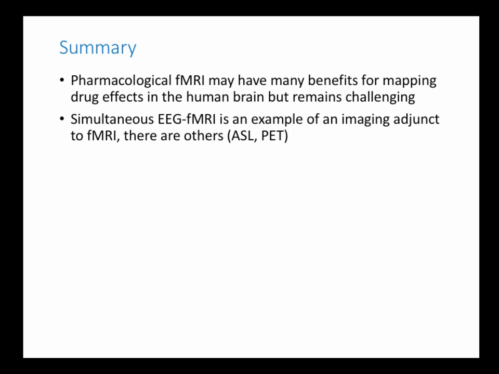EEG has really good temporal resolution but really bad spatial resolution, because you have 256 electrodes and then you have to back project to get the spatial resolution. fMRI, on the other hand, has decent temporal resolution and very good spatial resolution. So it's about combining the data from both modalities to give you better characterization of the signal that you're looking at.